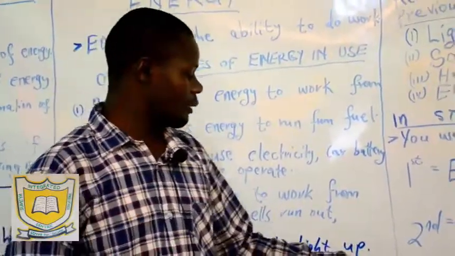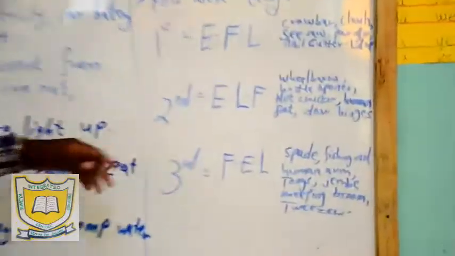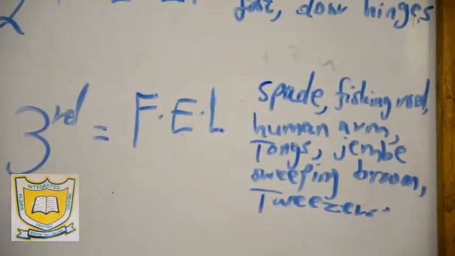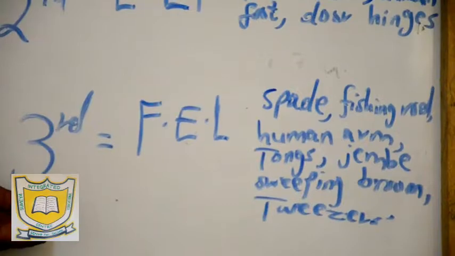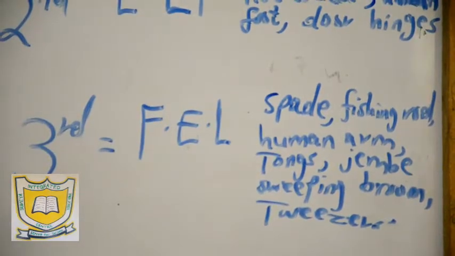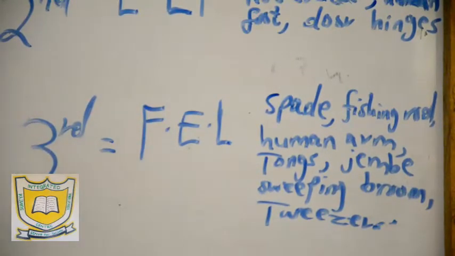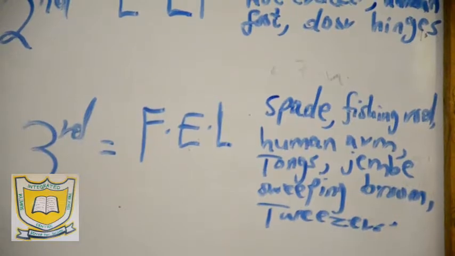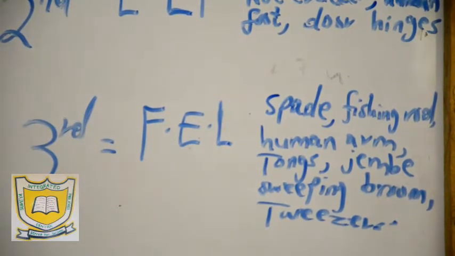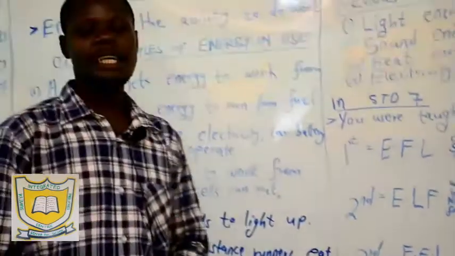Now, lastly, we have the machines under the third class lever. We find that under this category, the effort is in between the fulcrum and the load. Now, examples of machines under the third class levers, we have the spade, we have the fishing rod, we have the human arm, we have the tongs, the djembe, the sweeping broom, and the tweezers. Those are the machines under the category of the third class levers.